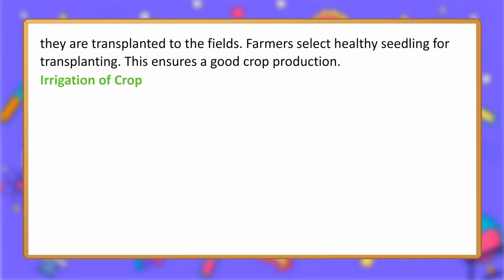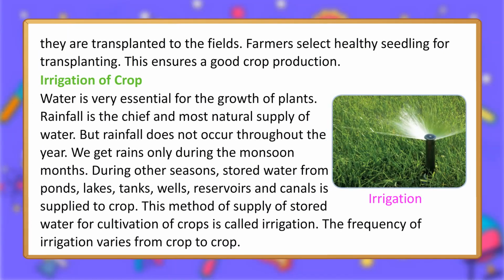Irrigation of crop. Water is very essential for the growth of plants. Rainfall is the chief and most natural supply of water. But rainfall does not occur throughout the year. We get rains only during the monsoon months. During other seasons, stored water from ponds, lakes, tanks, wells, reservoirs and canals is supplied to crops. This method of supply of stored water for cultivation of crops is called irrigation.